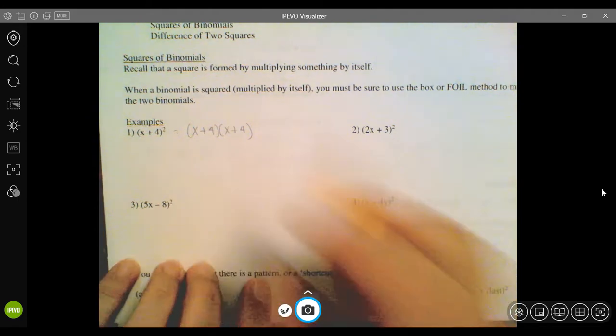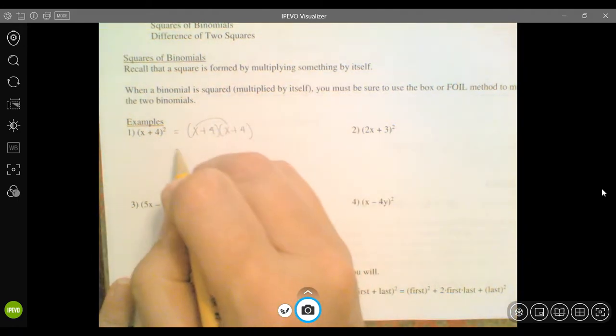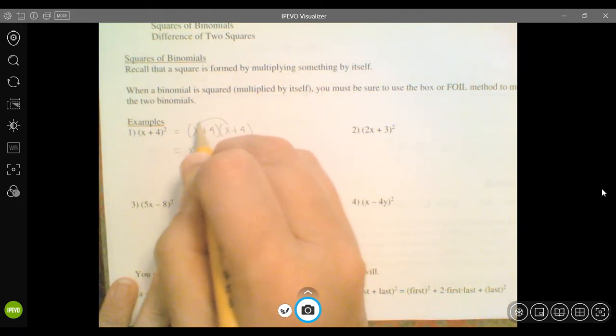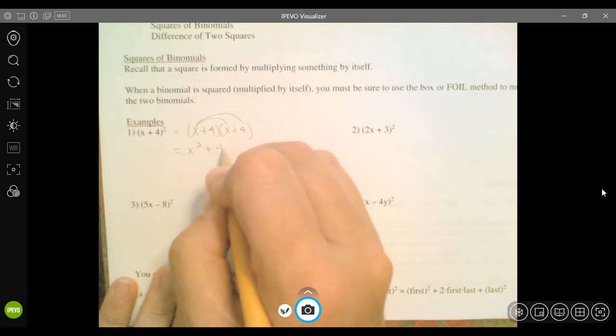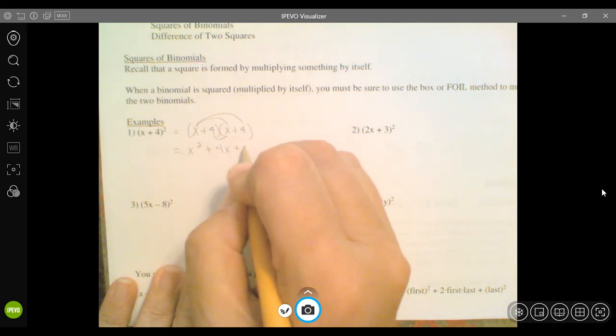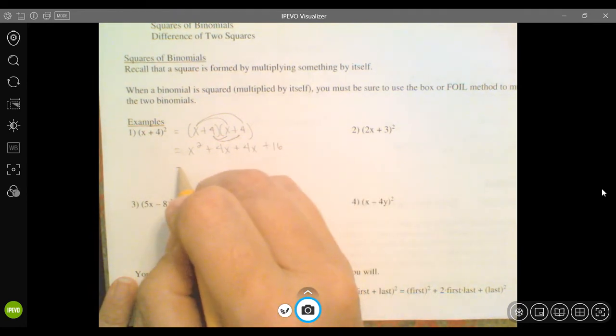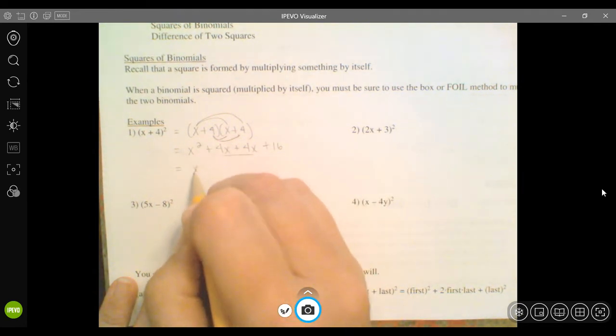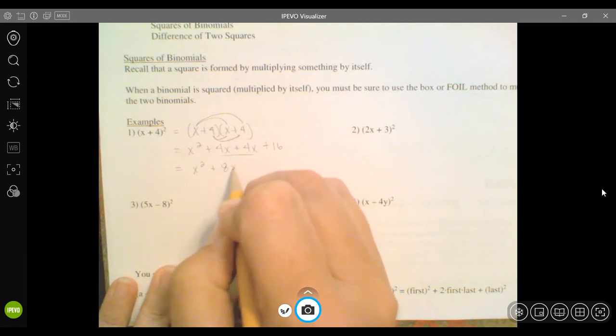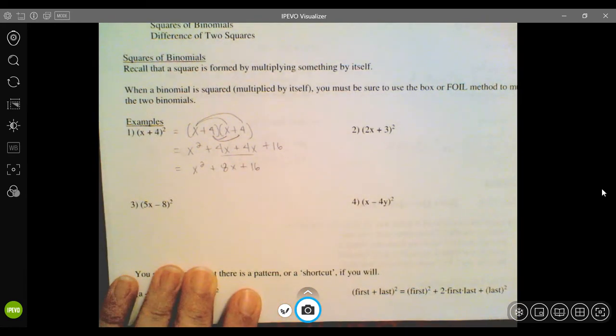And I think for this one, I'm just going to FOIL. So we get x squared plus 4x plus 4x plus 16. And I have my like terms here. X squared plus 8x plus 16.